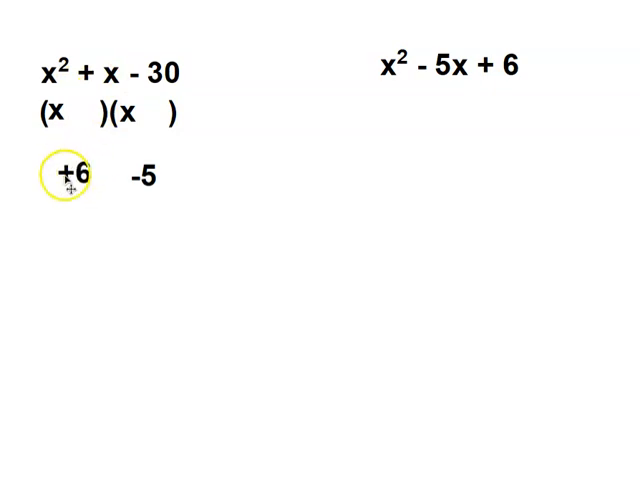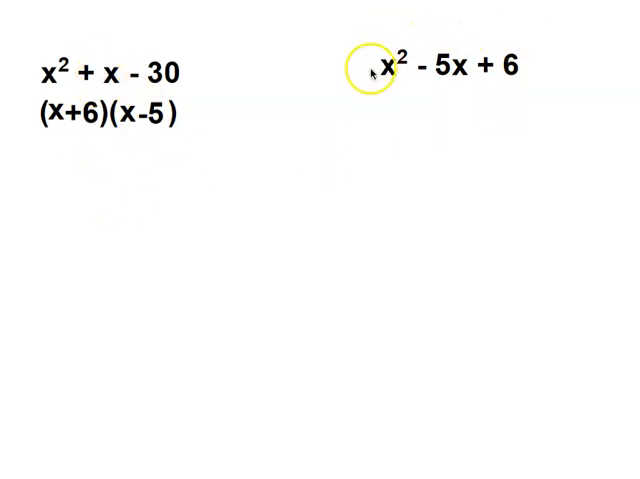So when you're trying to decide what sign needs to go on these, you know you're going to subtract and they need to be opposite signs. Whatever sign this is, it needs to go on the larger of the two numbers. So positive 6 and negative 5. Positive 6 times negative 5 is negative 30. Positive 6 minus 5 is a positive 1.